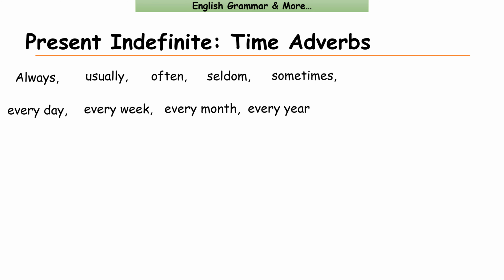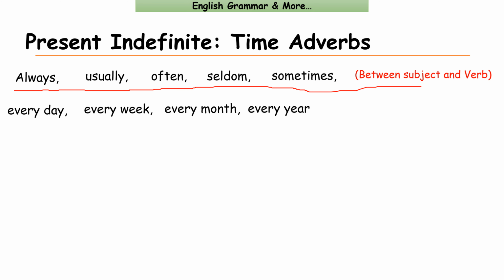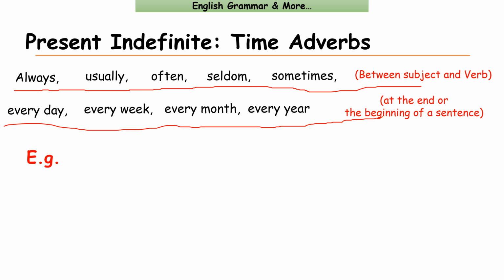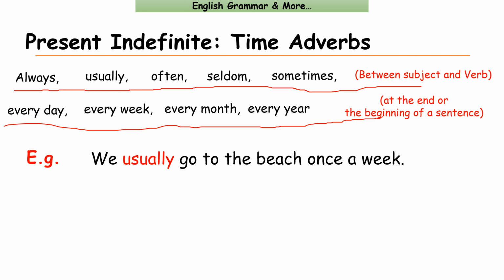Please keep in mind that the first line of these time adverbs, that is, always, usually, often, seldom, sometimes, typically come between the subject and the verb in a sentence. However, the time adverbs like every day, every week, every month, every year typically come either at the very end or the beginning of a sentence. For instance, we usually go to the beach once a week. We go to the beach every week. Every week we go to the beach.